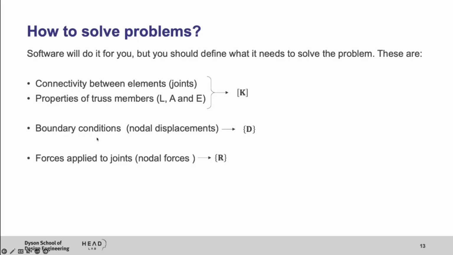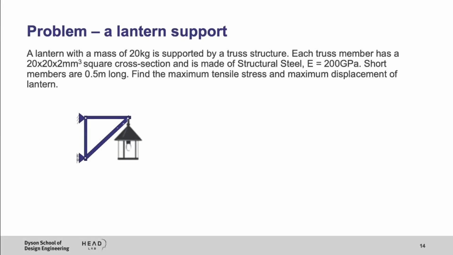You also need to define the boundary conditions. These are known nodal displacements, for instance where you have the support, as well as forces that are applied to joints. These are external forces, so if you know any of these, you need to apply them. So here's a practical problem. It shows a lantern with a support that is a truss structure, and you can see the material properties and the dimensions of the truss members. I have provided a complementary video where this problem is solved using ANSYS. So it's good if you watch that first and come back to watch the rest of this lecture.